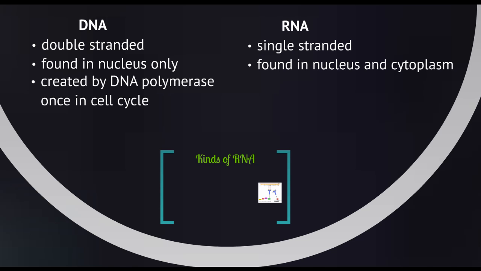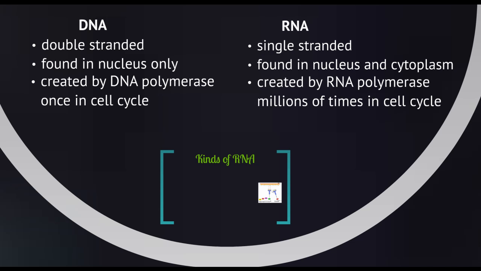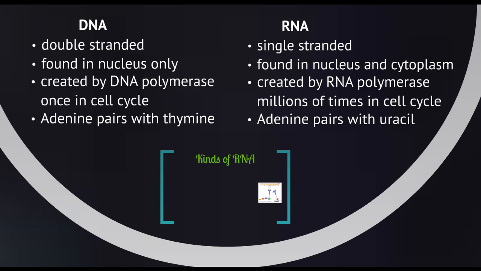DNA is going to be created by a molecule called DNA polymerase, and DNA is going to be copied once in the life cycle of the cell. RNA is created by RNA polymerase, and it's going to be made millions and millions of times within the cell cycle. In DNA, we have our base pairing rules. Adenine binds with thymine. In RNA, adenine will pair up with uracil.